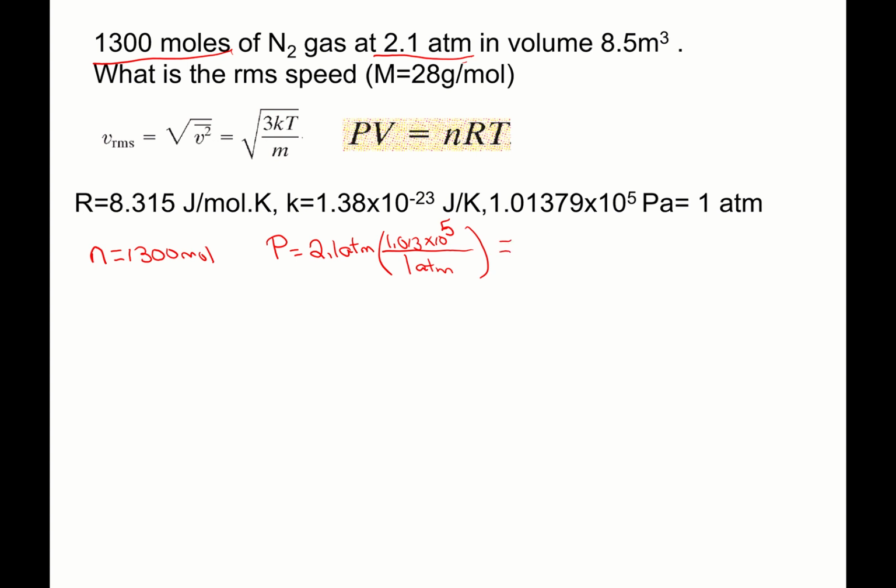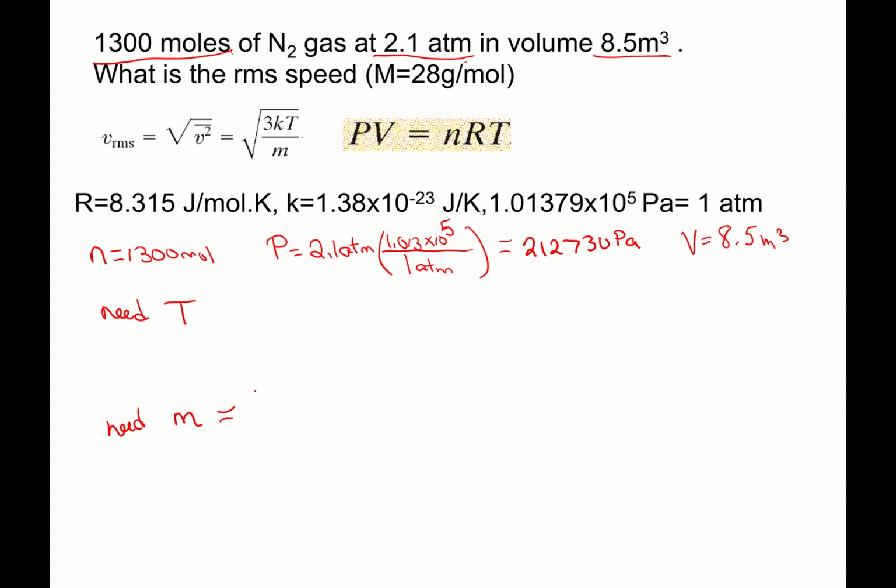So my pressure is 212,730 pascals. Next thing, a volume of 8.5 meters cubed, that's already in the right units. And we want to know the RMS speed. We're given the molar mass is 28 grams per mole. The RMS speed is the square root of 3kT over m. So I need the temperature in Kelvin, and I also need the mass per atom.